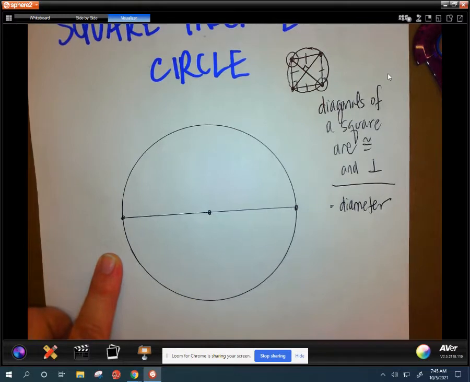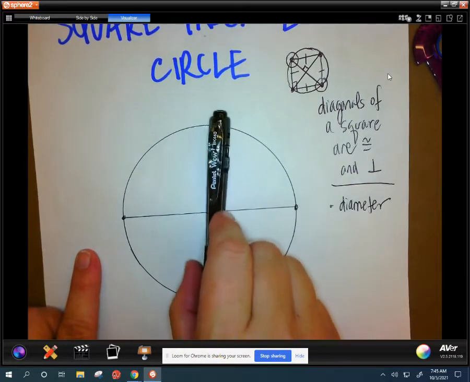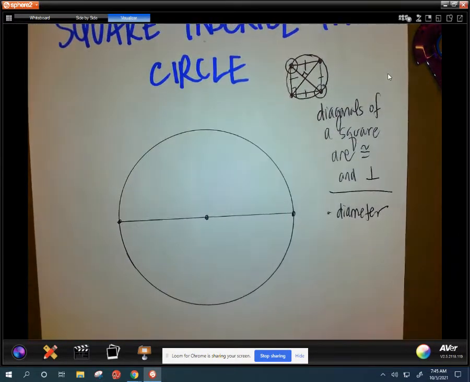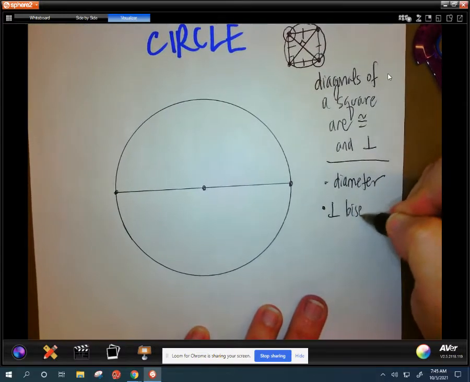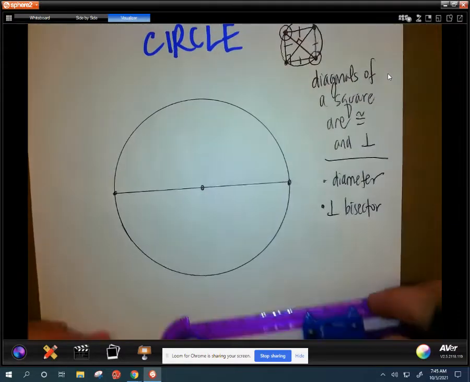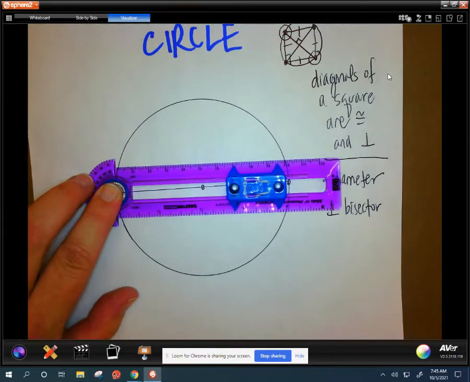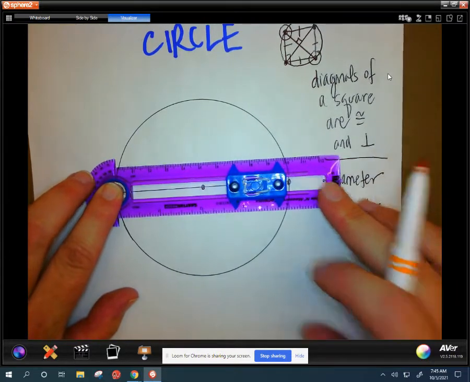So how do I get the other ones? Well, this is a diagonal of the square. We need the other diagonal to be perpendicular to that. So we are going to do the perpendicular bisector construction, which means I am going to take my compass and open it up more than halfway and do above and below. Different people will get different looking things.